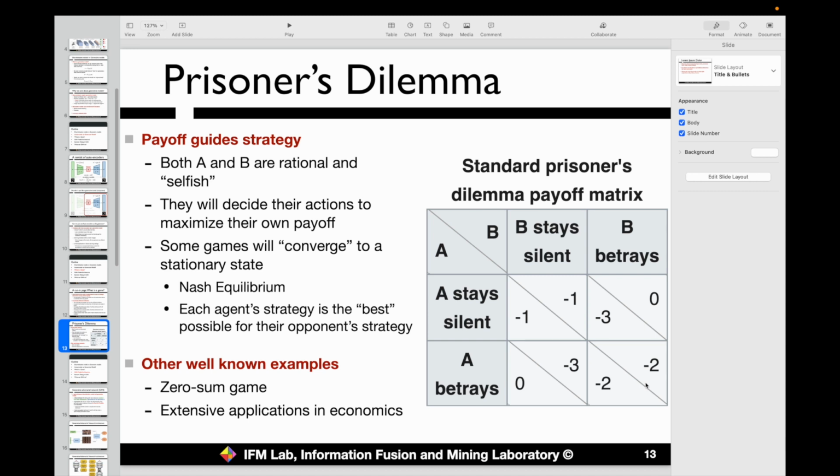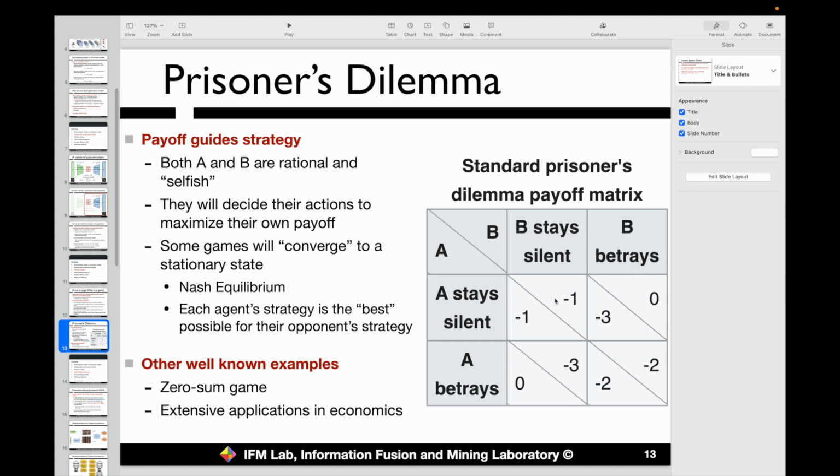Right. And still remember, we have the assumption that both A and B are selfish, and they want to decide the action to maximize their payoff. Then it comes to the intrinsic part. According to different options, for all the actions performed by the two agents, we can have different results. So here we can randomly pick one entry inside the matrix.